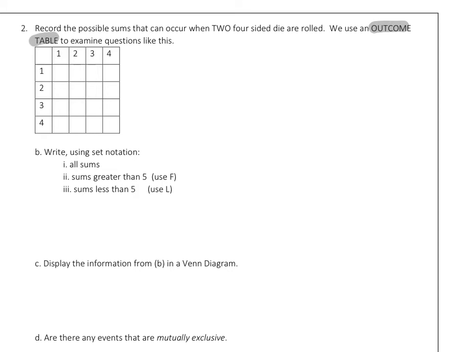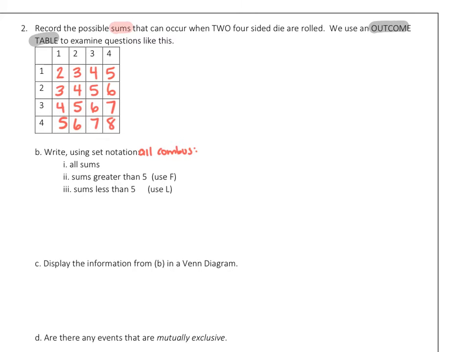If I roll two four-sided dice and I find the sum, then my outcomes: if I roll a 1 and a 1, I have a sum of 2. A 1 and a 2 is a sum of 3. A 1 and a 3 is a sum of 4, and so on. So we can fill in this outcome table as such. Okay. So then it says write using set notation all combos.